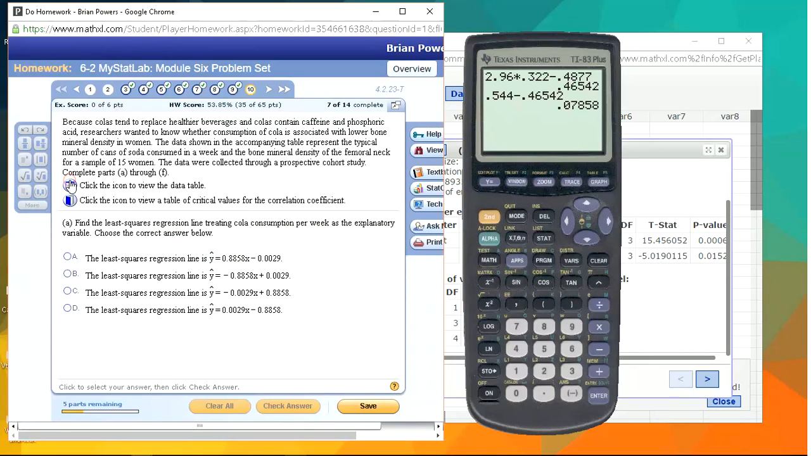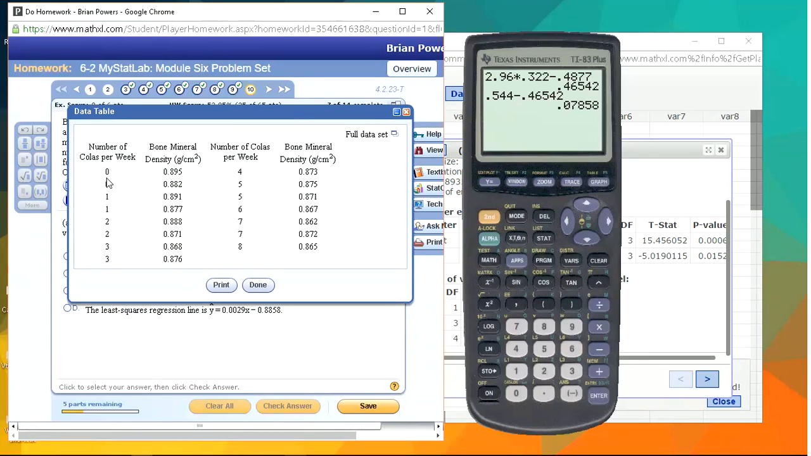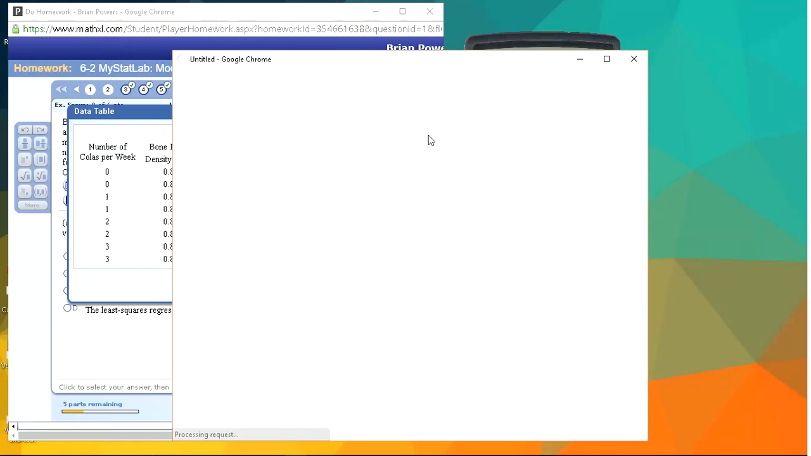Okay, so we're going to be doing this again. Let's pull up our data set. Okay, and let's open it in StatCrunch because that's what we're doing here.